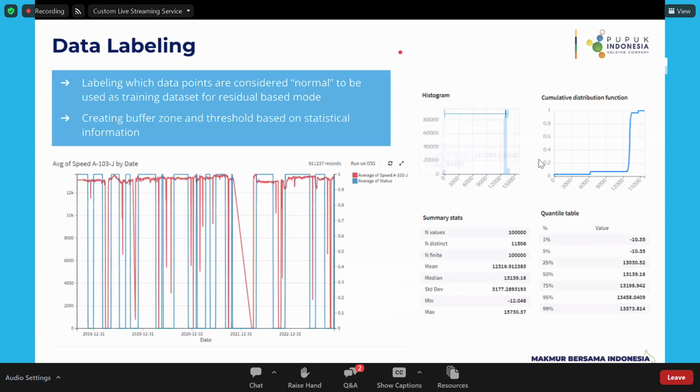And then after that, we do the data labeling. We label the data into two categories. First is normal, and the second is anomaly, based on the domain knowledge of us and SLB, and also based on the statistical information that we calculate from the data itself. So as you can see here, the blue box represents the normal data, and outside of the box is the anomaly data, or the data that is irrelevant to the training data set.